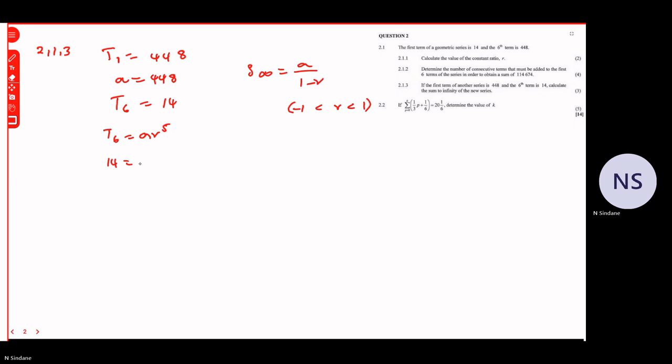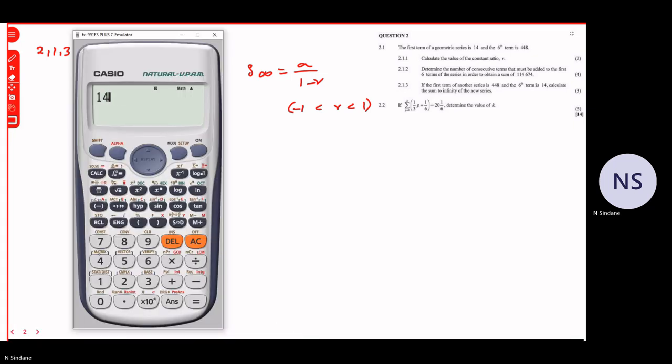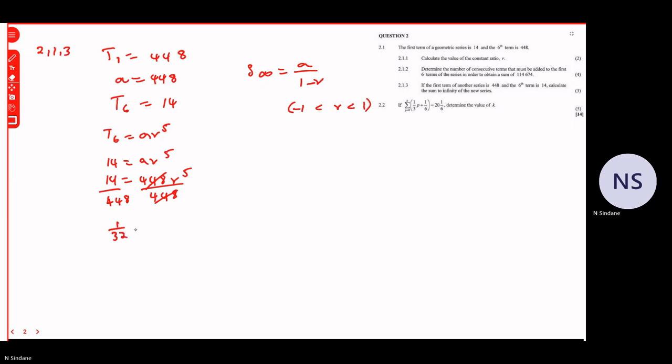So 14 is AR to the power 5. And then 14 is equal to 448 R to the power 5, divide by 448, divide by 448. This and that cancel, and then from here what will I have? Let's check the calculator. 14 divide 448 should be 1 over 32. Yes, 1 over 32 is equal to R to the power 5.